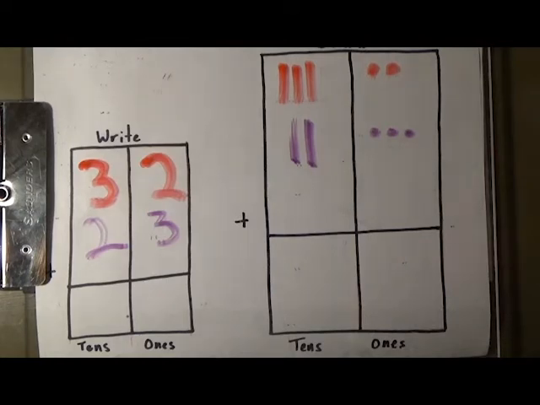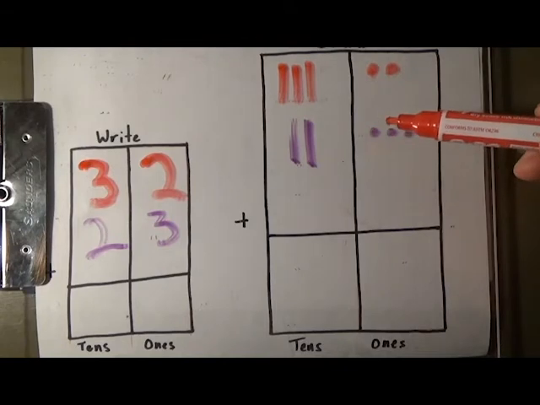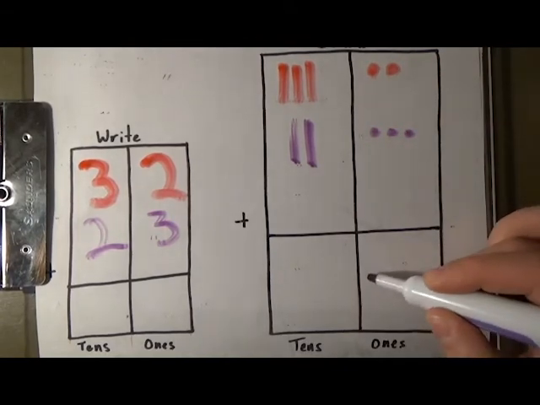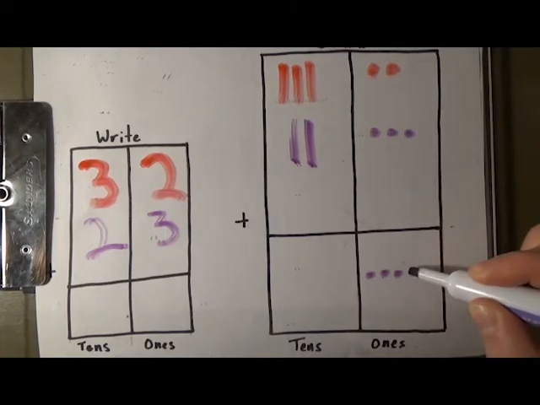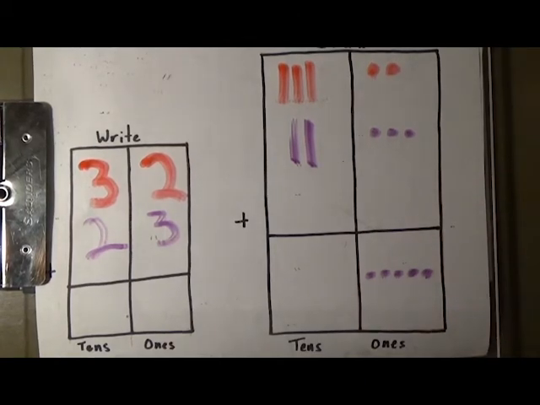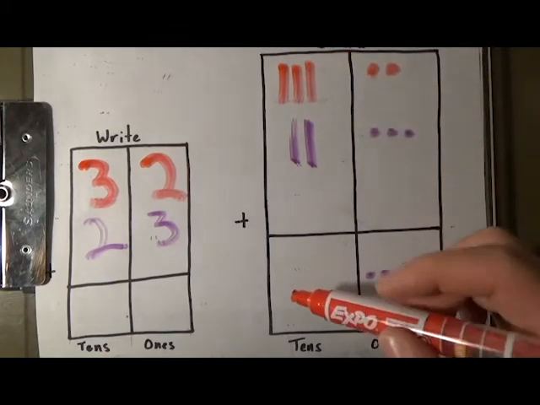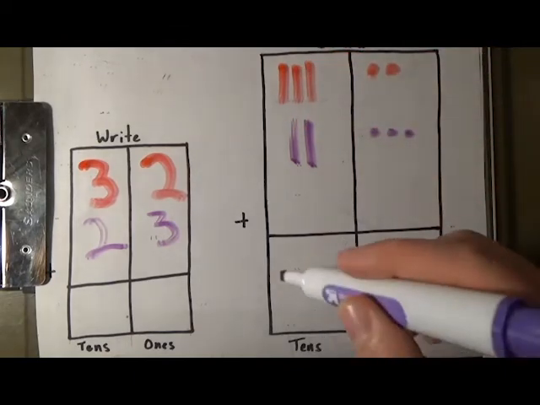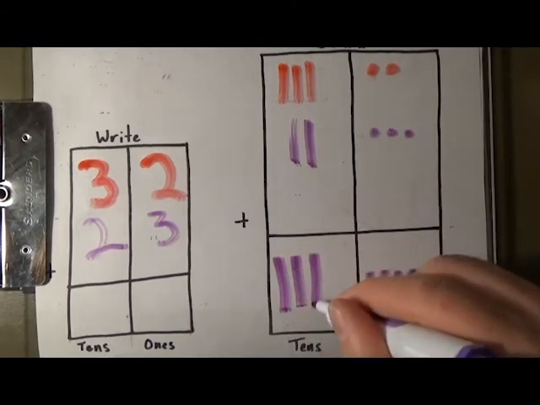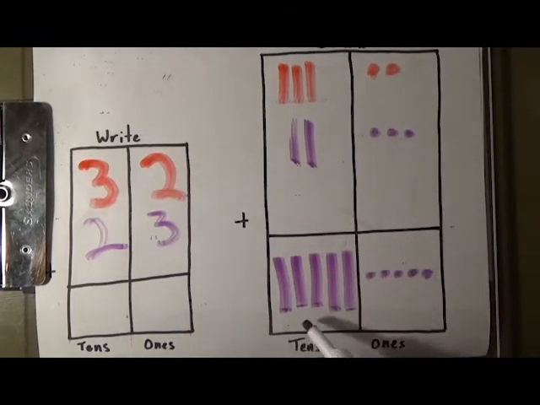Okay, so we're going to put these together starting with the ones. So we have 1, 2, 3, 4, 5 ones. And then we have 1, 2, 3, 4, 5 tens. So 10, 20, 30, 40, 50. So this number looks like 55.